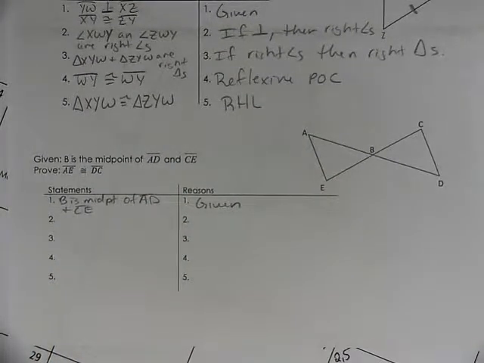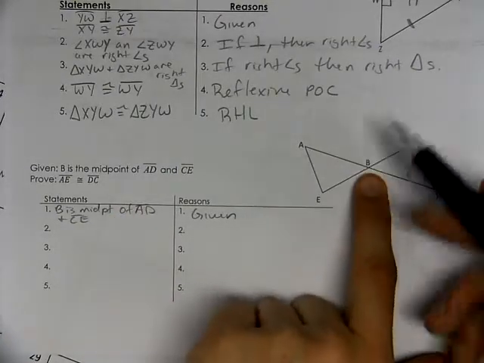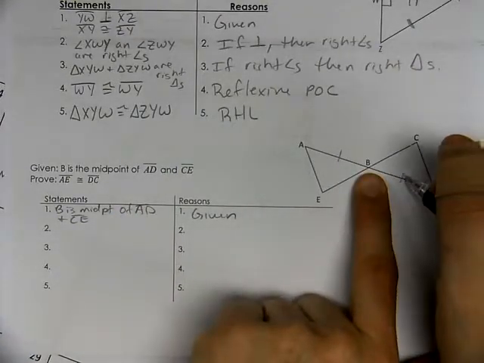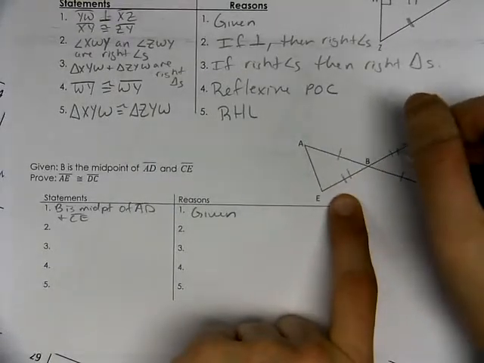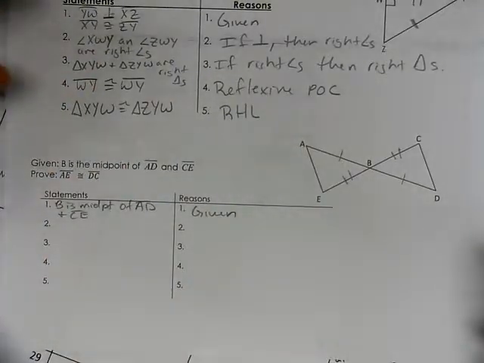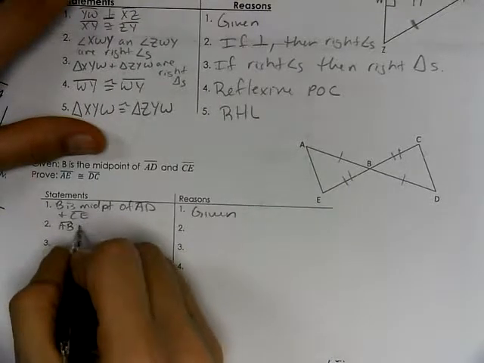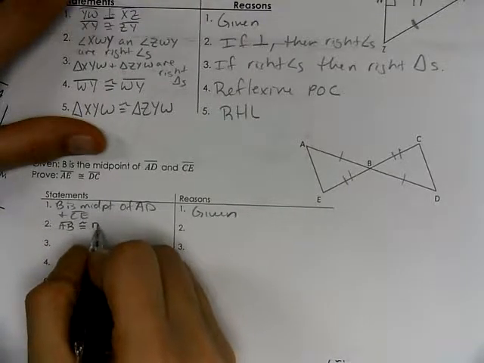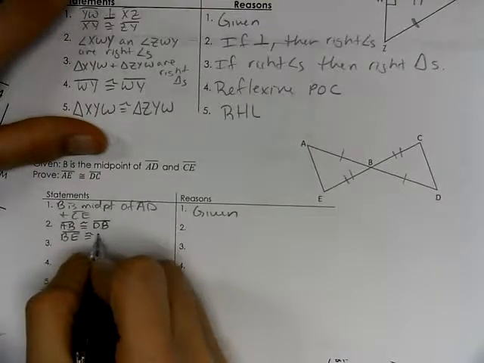Here we're going past just proving the triangles are congruent. What does midpoint mean in terms of the next step? Like if B is the midpoint from A to D, AB is the same distance as BD, right? And then BE would be the same as BC. So we're going to write both of those in step 2. AB congruent to DB and BE congruent to CB.